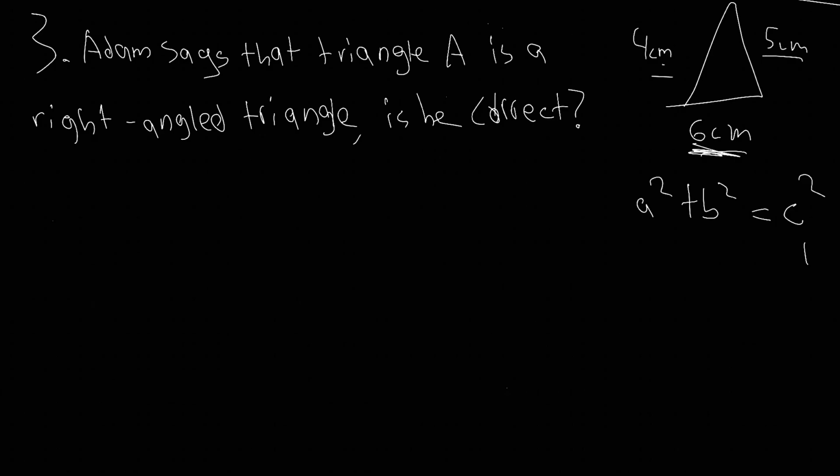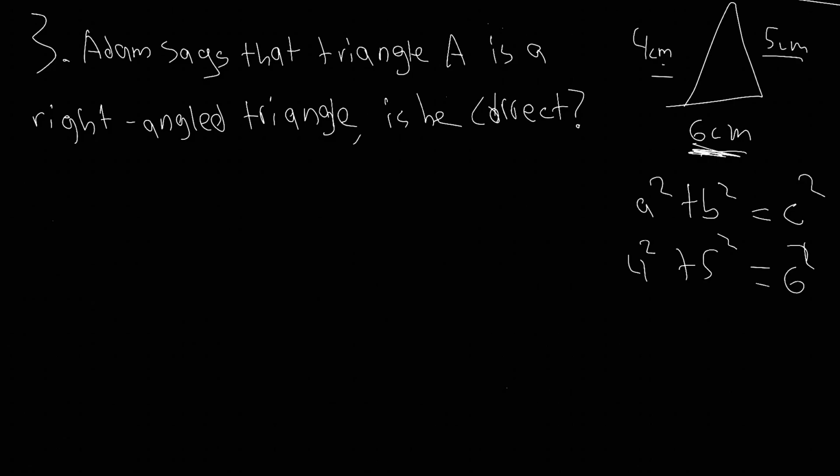Now here my longest side is 6. 6 is bigger than both 4 and 5. So c is actually 6, and I could just write it as 6 squared. And then a and b, the placement doesn't matter, so I just have 4 and 5 left, so I can just write 4 squared plus 5 squared. So now that we have these two sides implemented into the equation, we can actually see, does 4 squared plus 5 squared give me 6 squared?